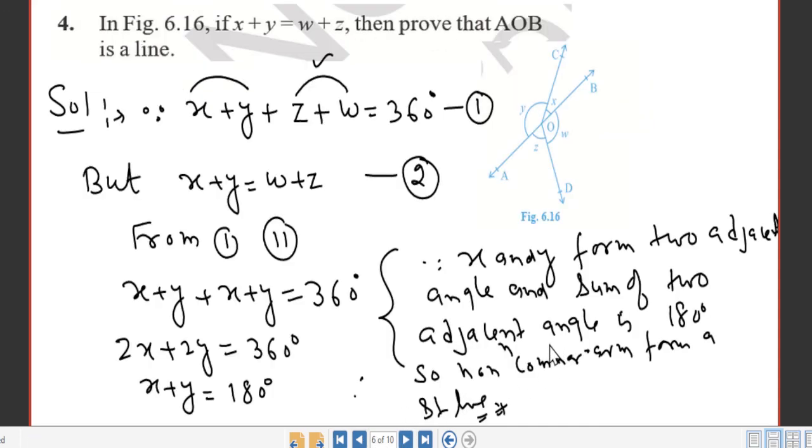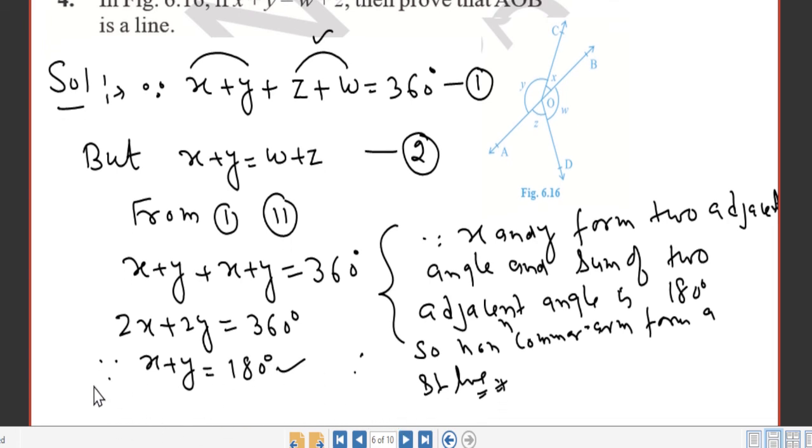Okay? So you can write an explanation, otherwise simply write: since x plus y is equal to 180 degree, therefore AOB is a straight line. Simply you have to write this one. No need to write more. Okay? Any doubt? No, sir. Let's go to the next question.